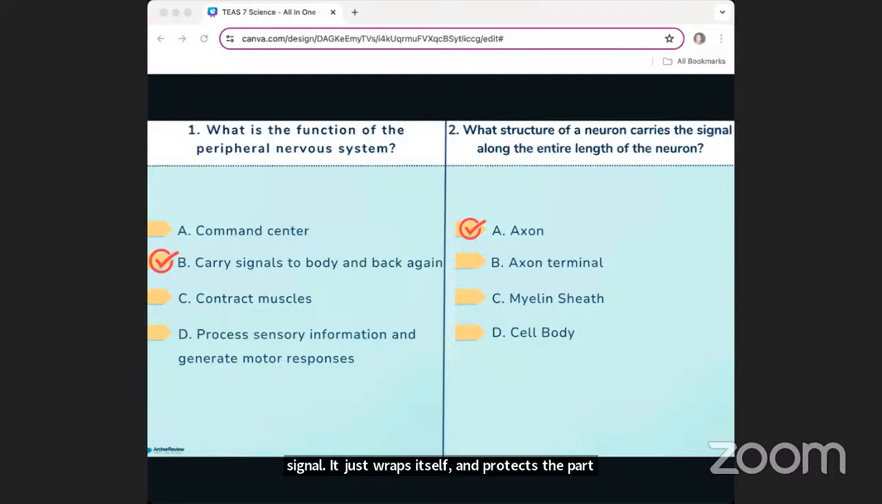And finally, D, the cell body, is incorrect. It does not carry the signal along the entire length of the neuron because the cell body is not the entire length itself. The cell body is on one end of the neuron, and it holds those organelles and the nucleus.